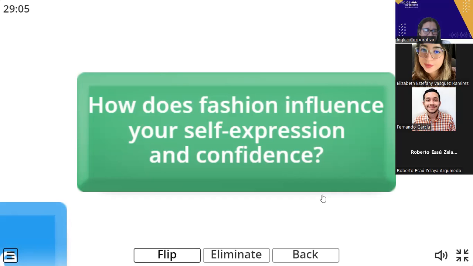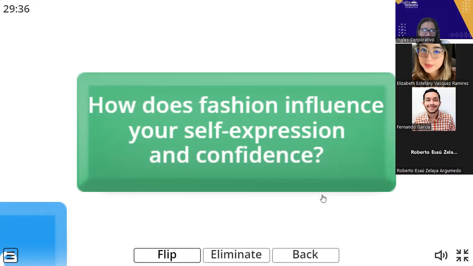There is also hairstyle, accessories, the way you choose them, like watches, socks, belts, shoes. So does that help influence self-expression and confidence?